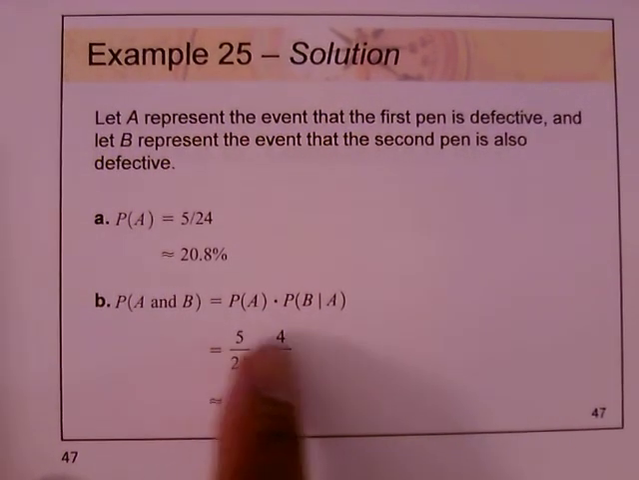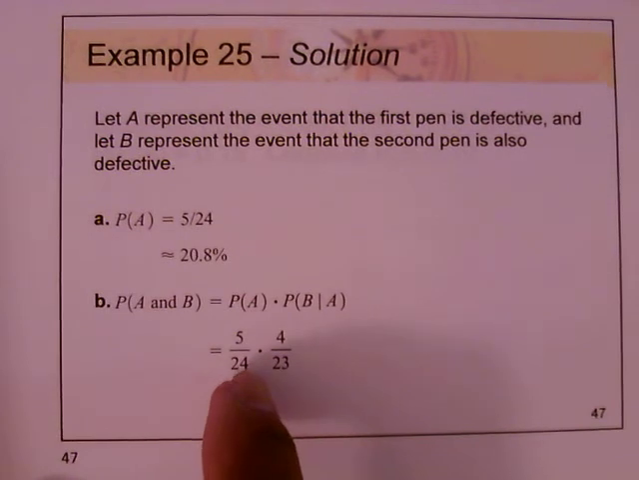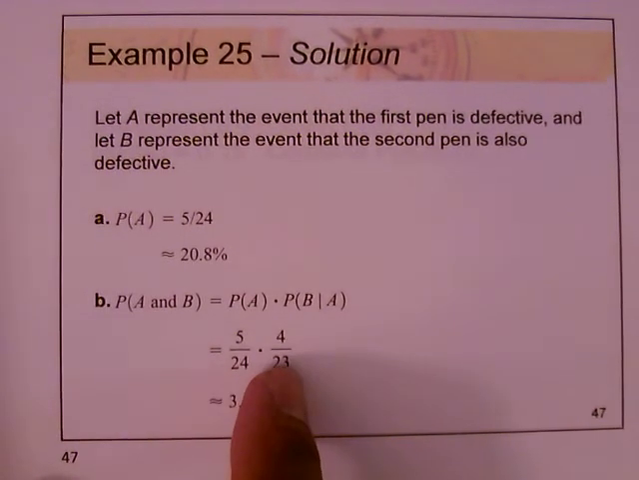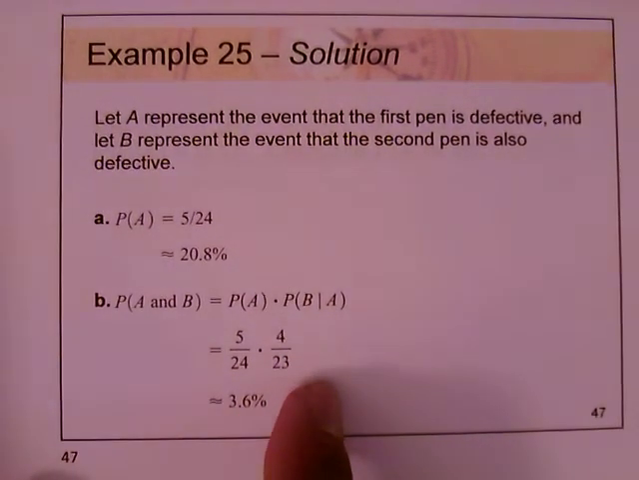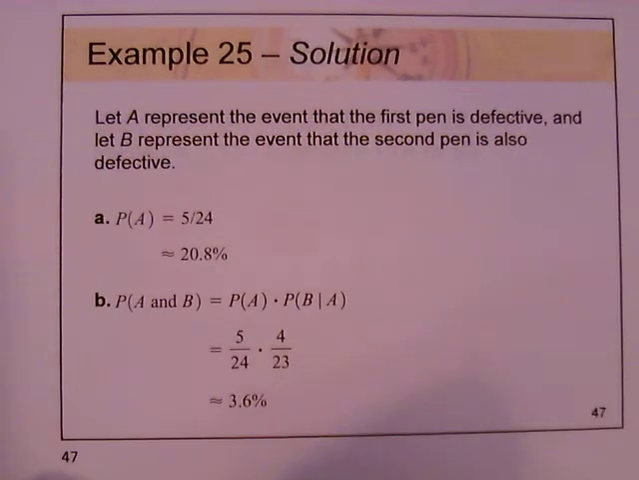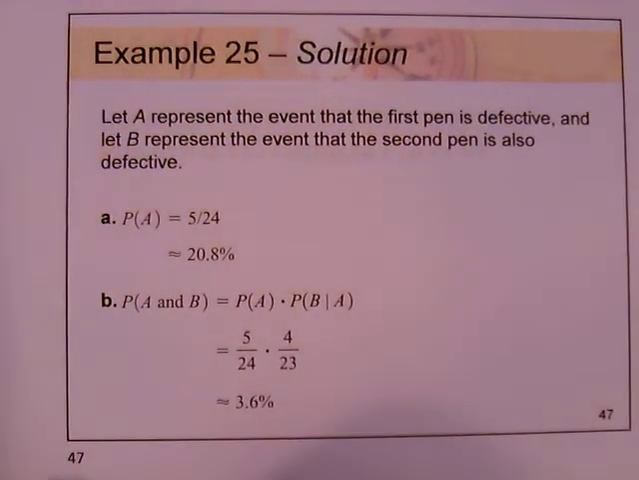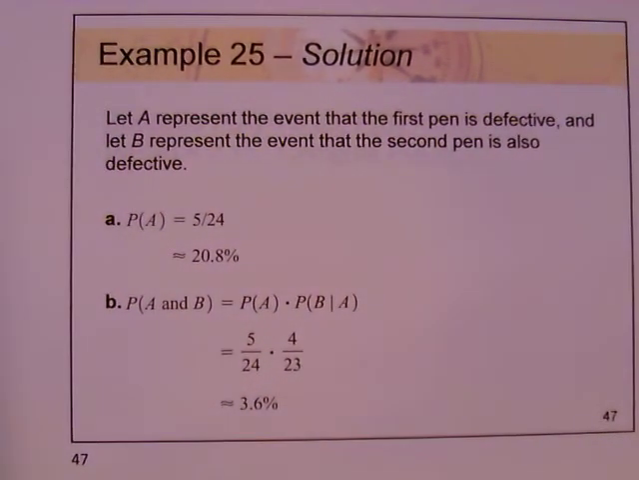Multiply 5 times 4, and then 24 times 23, whatever that fraction is, change it to a percent by dividing the numerator by the denominator and multiplying by 100%, and you'll get 3.6%. That would represent the probability that both pens are defective.